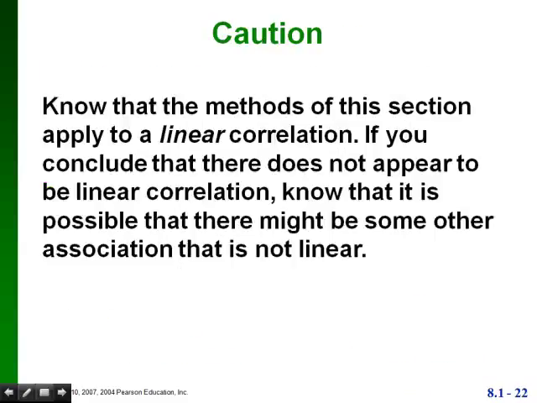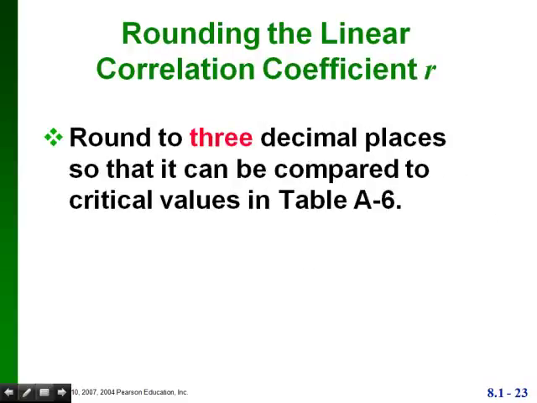Now, you do have to be careful with data here because we're only talking about linear correlations in this class. There are other types of correlations, so there may be other relationships between the data that we could find, but we're not going to cover that in this class. And if you're going to be using that table to find your critical values, then what you want to do as far as rounding your correlation coefficient is to round it to 3 decimal places. Since the values in the table go to 3 decimal places, you'd want to round it to the same number of places so that you can compare the two.